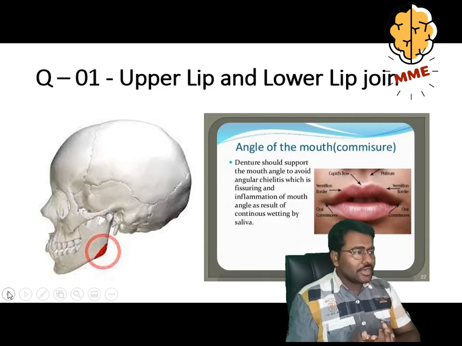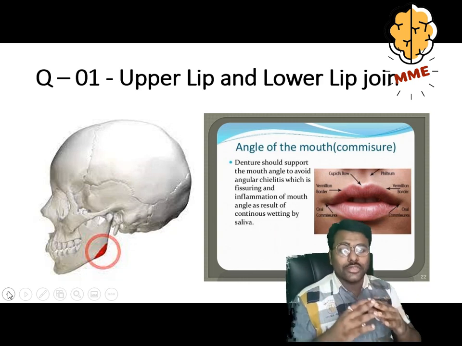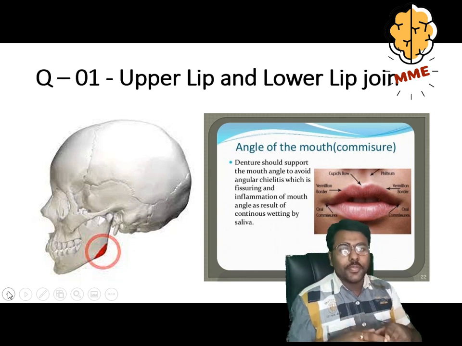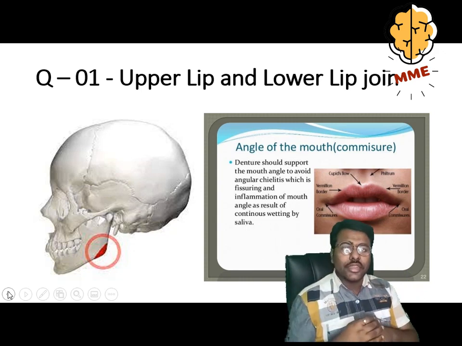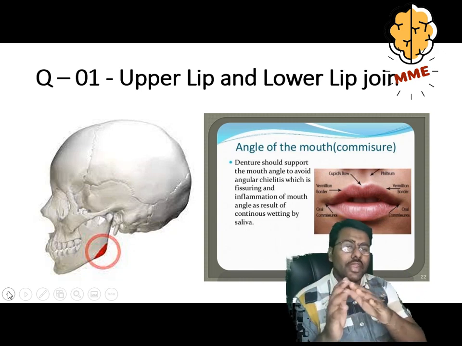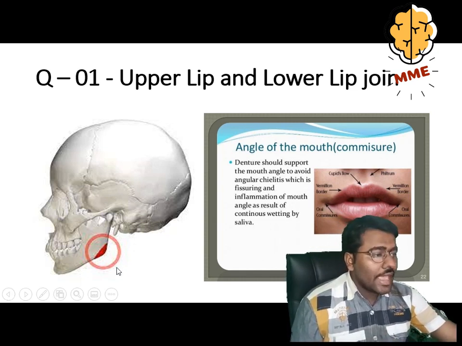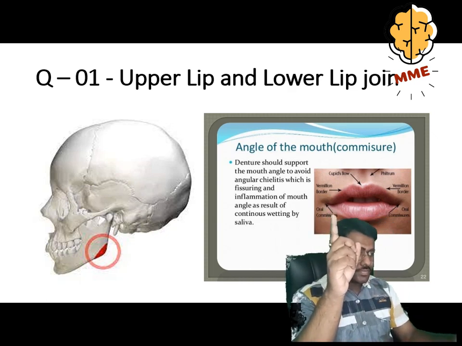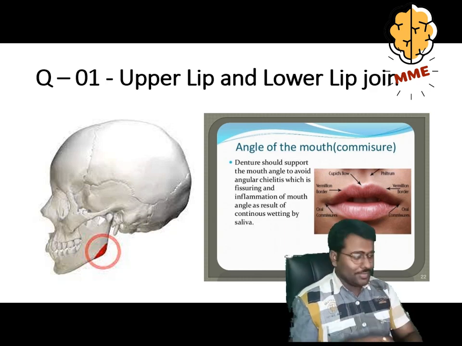There is a question about where the upper lip and lower lip are fixed or attached, and there were options like laterally, medially. First of all, this is the lateral, this is the center, and this is the lateral, so it's fixed laterally. Now there are two options, one is angle of mandible or angle of mouth. So what is the angle of mandible? This is the angle of mandible, and you can see this is the angle of mouth. So the lip is attached at the angle of mouth, not at the angle of mandible.